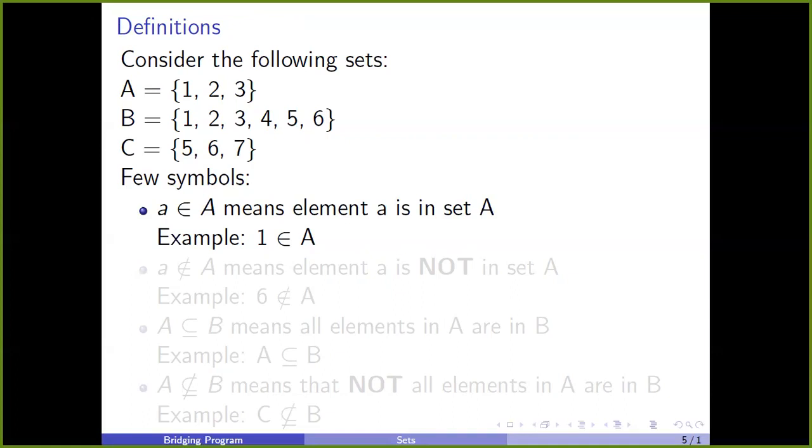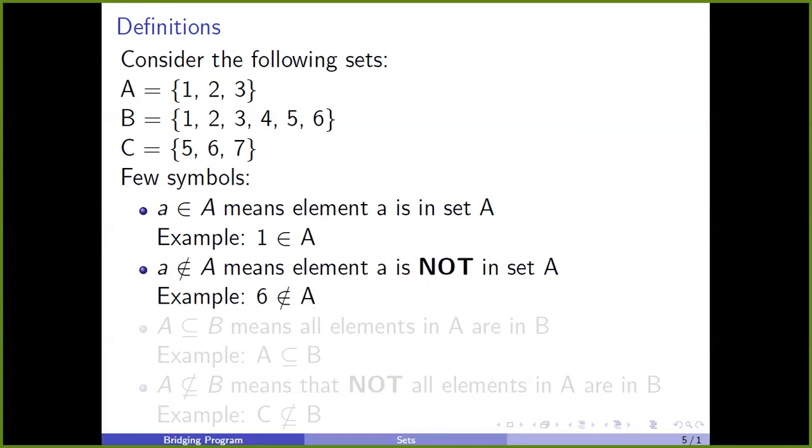And obviously you have the not of that as well. So you write the E and you cut it off, and that means the given element is not in the set. If you look at it, number 6 is not in set A, so I can write it like this.